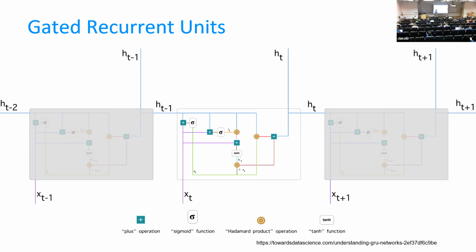So that's the gated recurrent unit. It condenses the memory and the current hidden state into one vector and combines the remember and forget gates into one. And that's really all you need to understand about the GRU. Any questions?